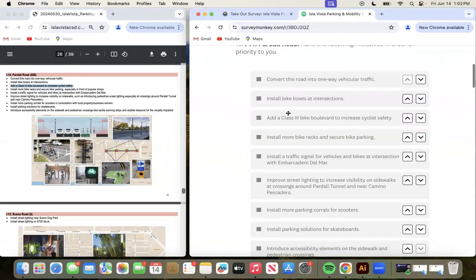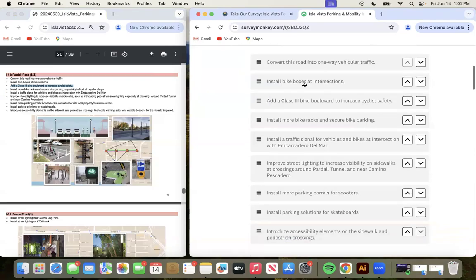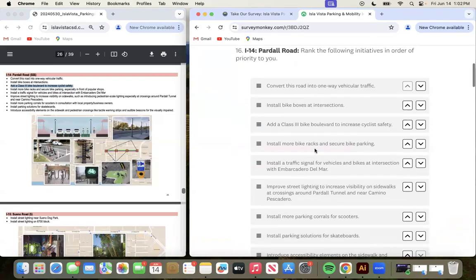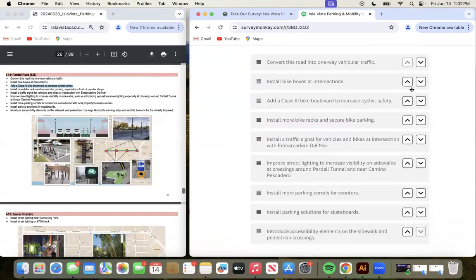You can always look up some more information on Google. Maybe you're not sure what the difference between a Class 3 and Class 2 is. That might just take a little bit of Googling. But once you familiarize yourself with all the proposed initiatives for this location that you chose previously, you're going to go ahead and rank them in order of importance.